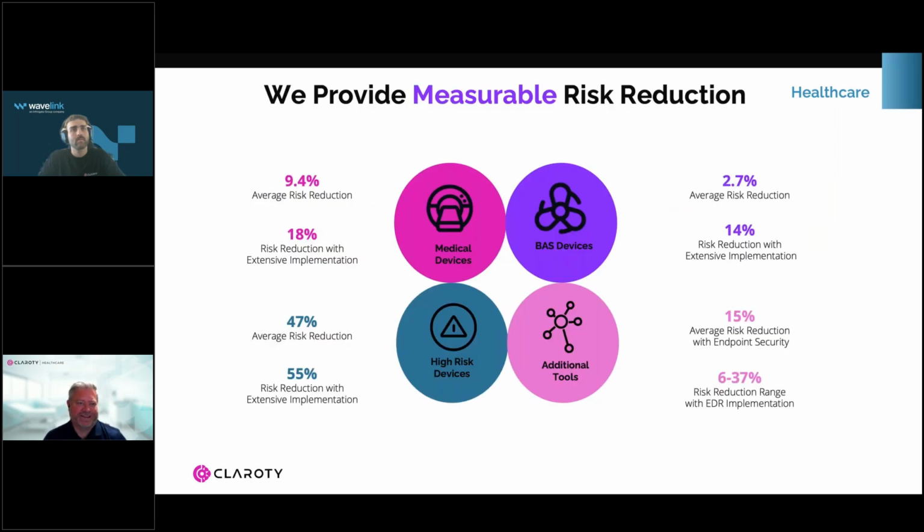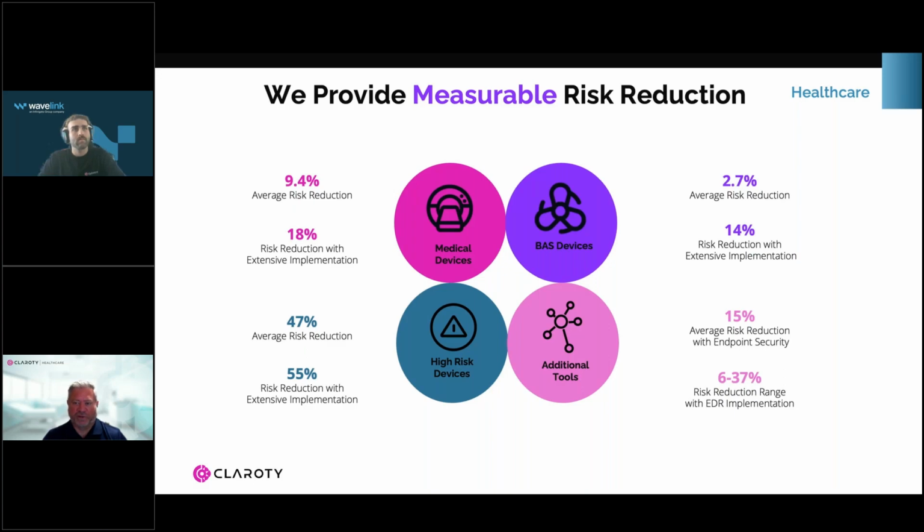And we know from our existing customer fleet that, I won't read all these out, but these are the typical risk reductions that we see by deploying Claroty into medical or clinical environments. So again, 18% risk reduction, with extensive implementation, 47% risk reduction. So these are huge numbers, and they all come about because that asset discovery visibility is obviously the most important piece of your journey towards not just compliance, but removing or reducing your risk landscape, because you've identified what you have and you can apply controls to those things that you have.